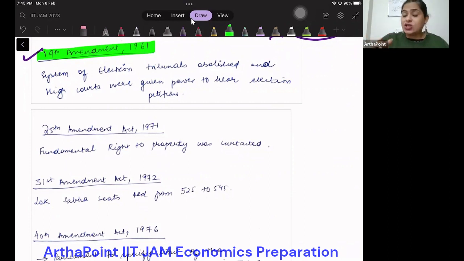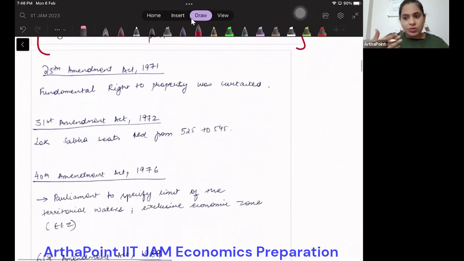So the system of these election tribunals was abolished completely, and High Court was given the power to go ahead and to hear the election petition. So I think this is a pretty important change that came in our economy.